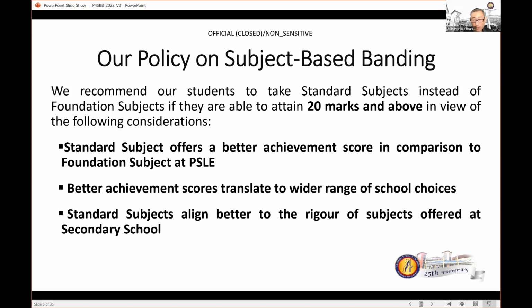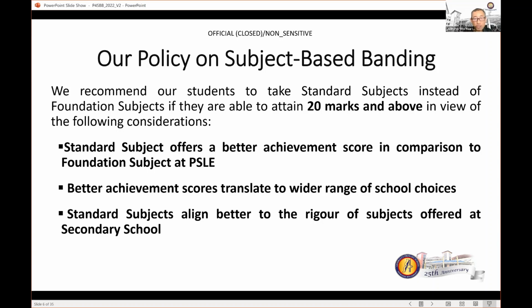as to whether these children should be asked to take standard subjects, or should they be taking a foundation subject. All right, so you will find that while we say 20 marks is the line that we draw, in many cases we actually sometimes even go below that. If we feel that it's too early to make such a decision, we will try our best to keep our children in standard subjects.